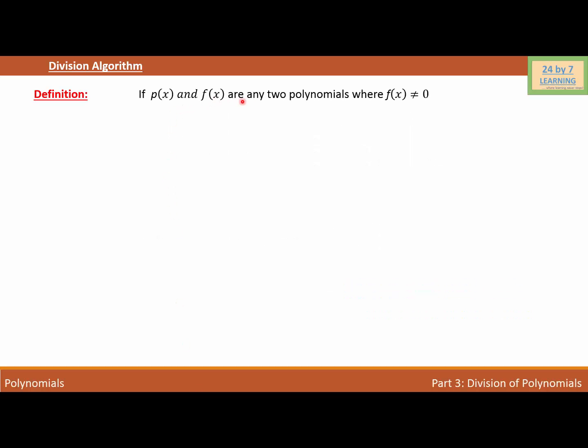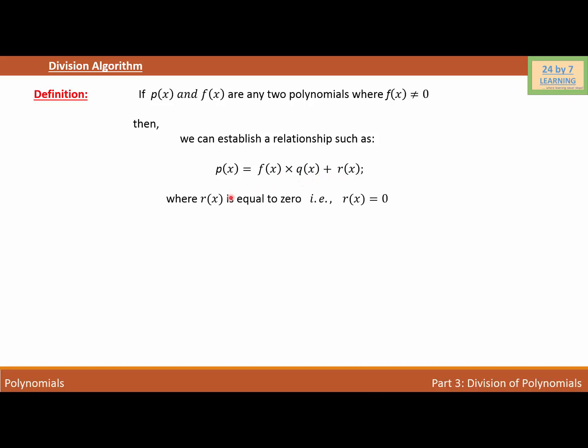If p(x) and f(x) are any two polynomials where f(x) is not equal to 0, then we can establish a relationship such as p(x) is equal to f(x) times q(x) plus r(x), where r(x) is equal to 0, which is basically the remainder function, which simply means that r(x) is equal to 0. Or we can say that the degree of r(x) is always less than the degree of f(x).